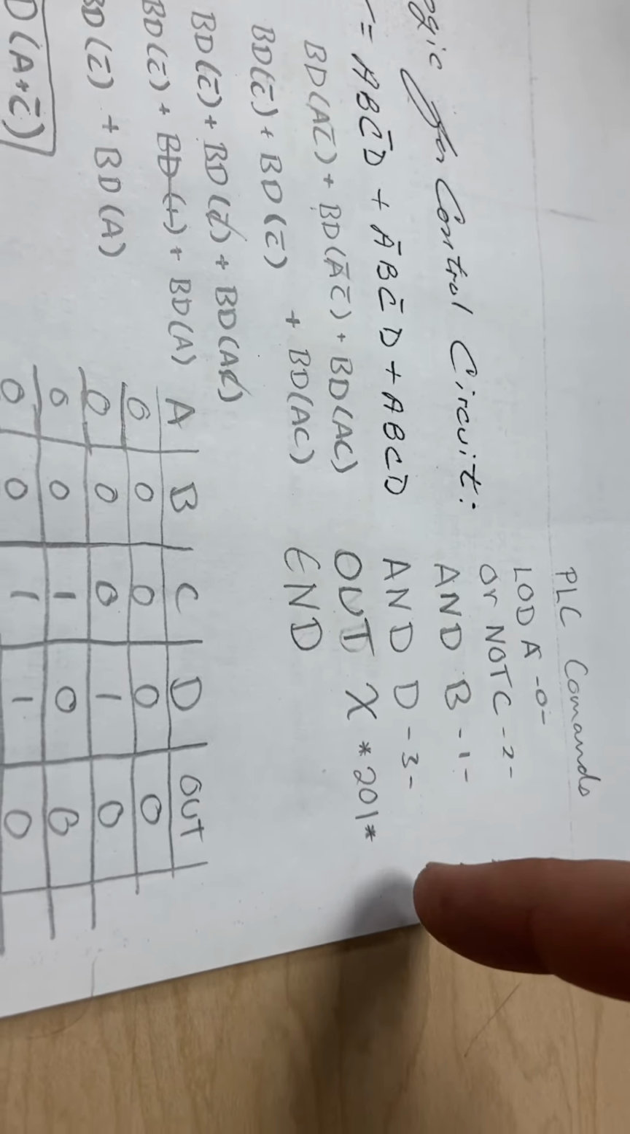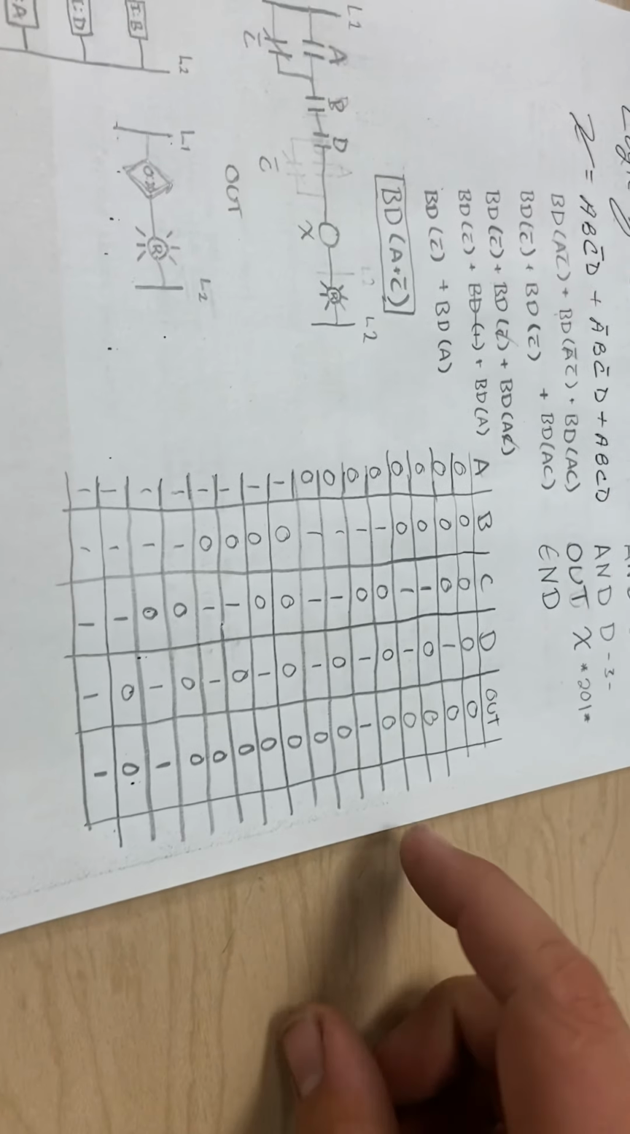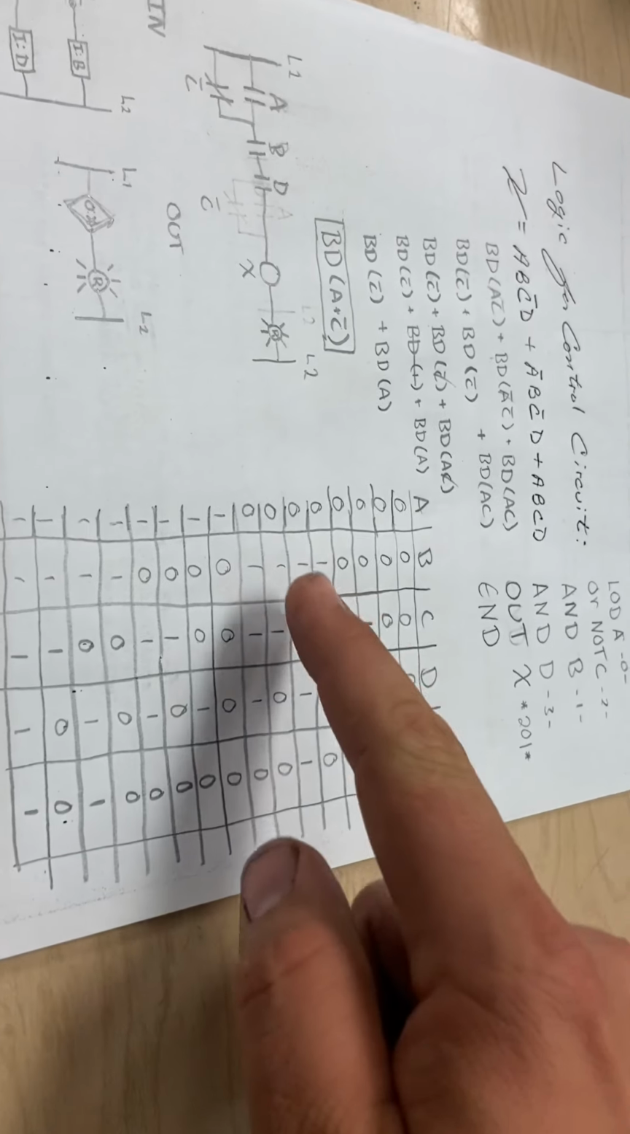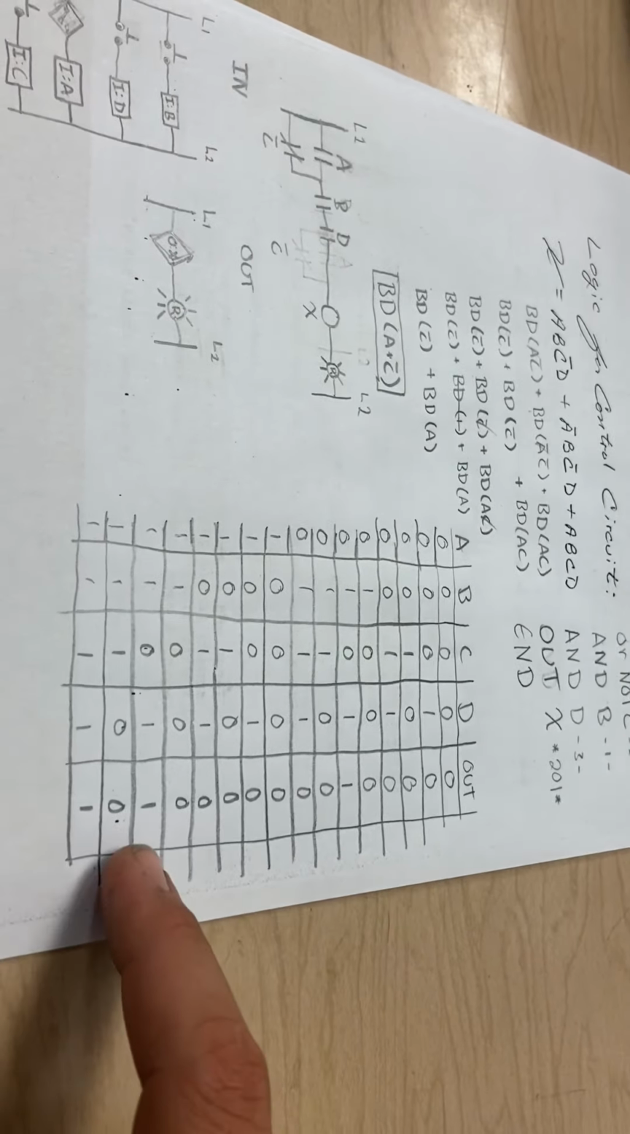Here's our truth table that we had figured out for this. So the only time that the light will be on is here when you have B and D, down here where you have A, B, and D, and when you have all of them pressed. So now over to our circuit.